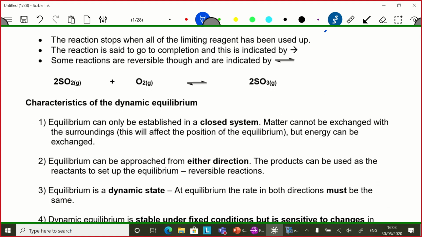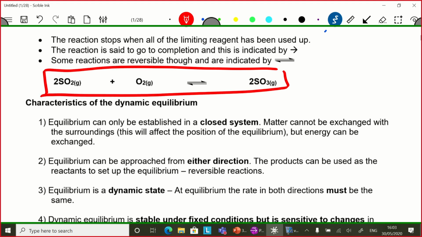So again, this is a reversible reaction. It has two reactions. The forward reaction, the SO2 is combining with the oxygen to form the SO3. And the backward reaction, the SO3 is breaking back to SO2 and oxygen.